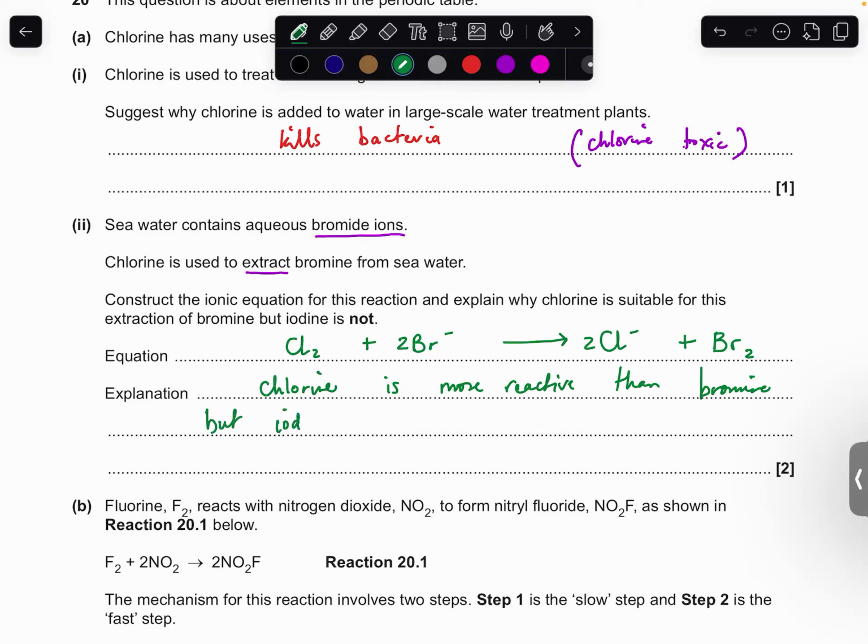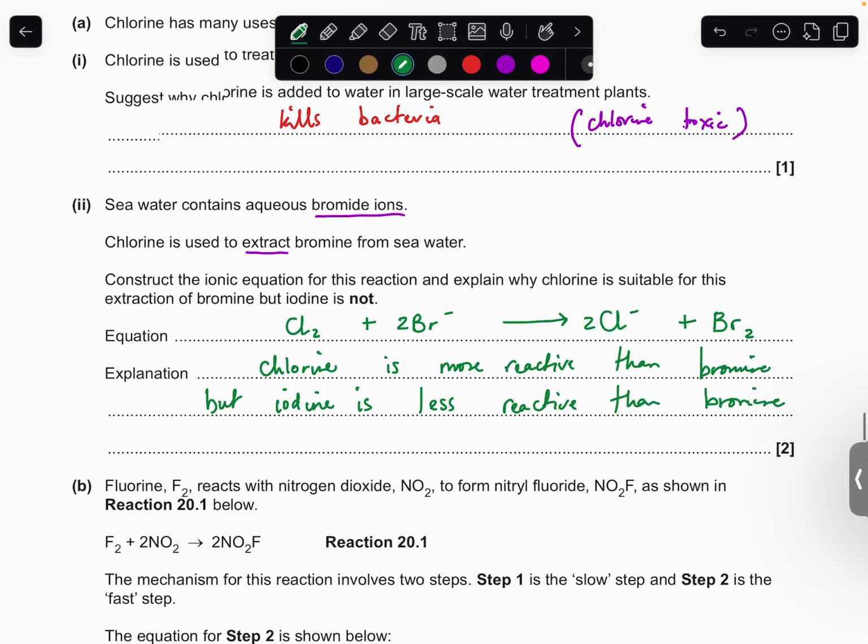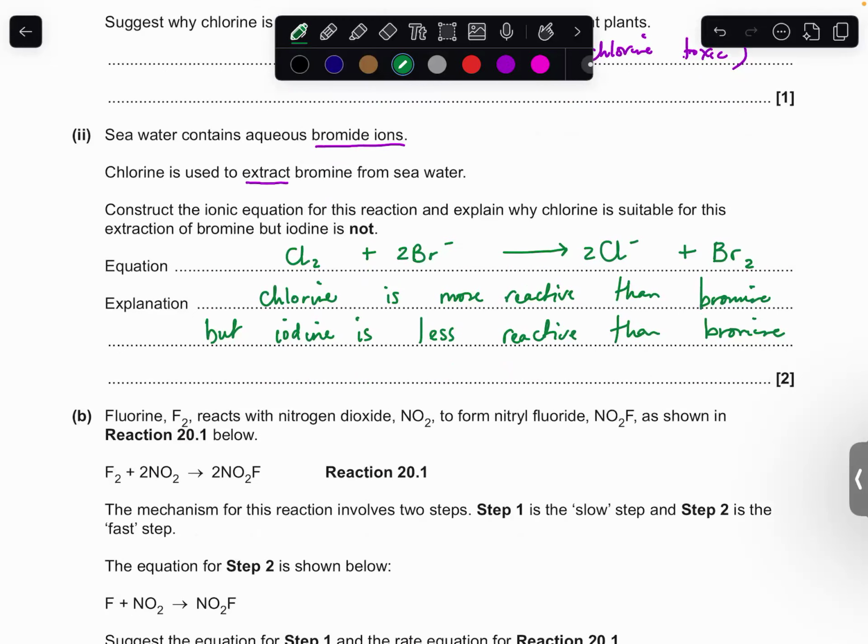iodine is less reactive than bromine. You must say both points. See here, it's very easy to miss the last mark. You could say chlorine is more reactive, but you've missed out the mark because you've not read the last bit here, which I nearly did now.